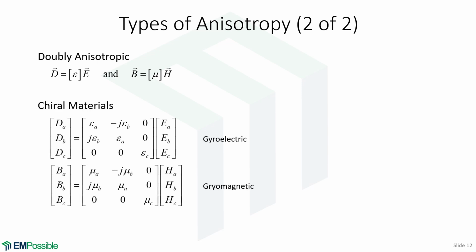We can have chiral materials. Notice there's a j term here, so suddenly x and y are coupled with each other and have different phases. What ends up happening here is that there's some kind of chiral or spiraling geometry at the atomic scale, and electric or magnetic fields will rotate as they propagate through these gyroelectric or gyromagnetic materials.